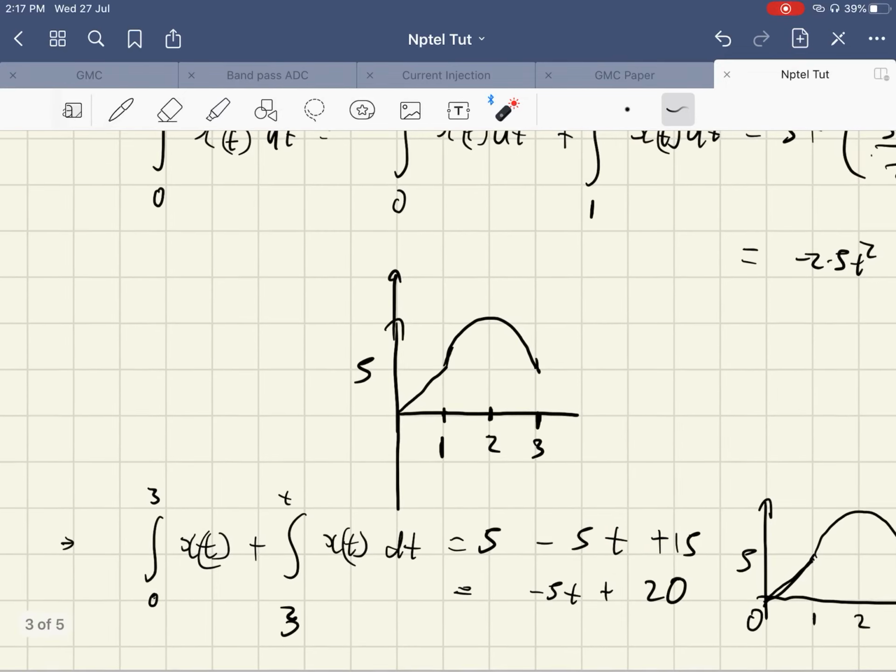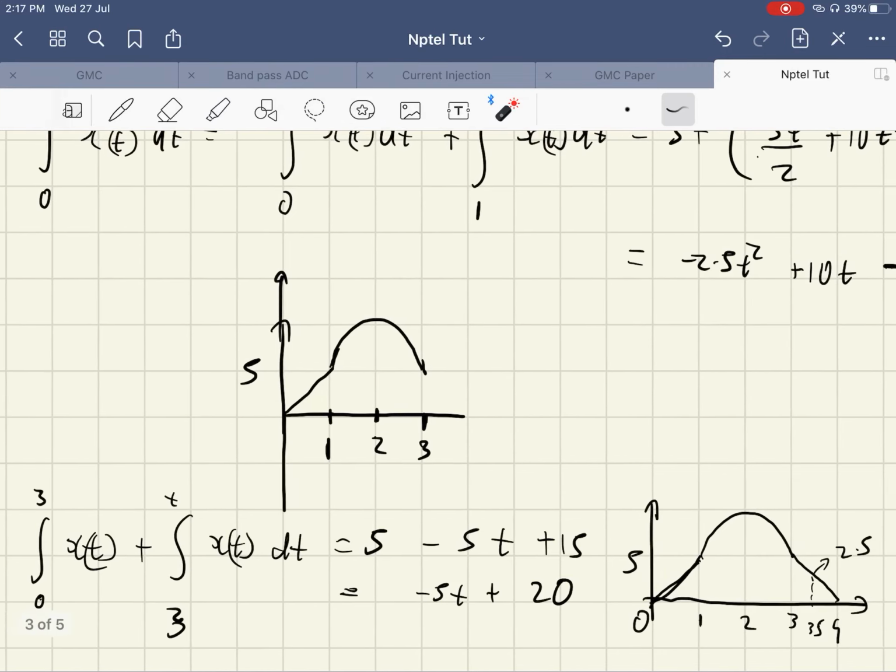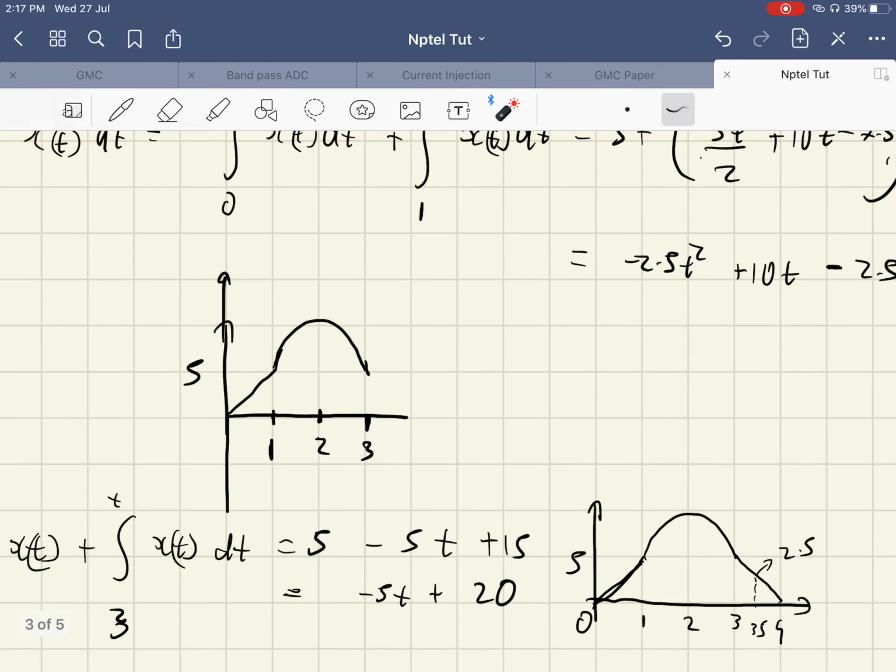And on simplifying this complete expression, we get this expression for integral of x of t from t equal to 0 to t equal to 4. And it basically, since it's a negative slope, it goes down. At t equal to 4, it comes to 0.